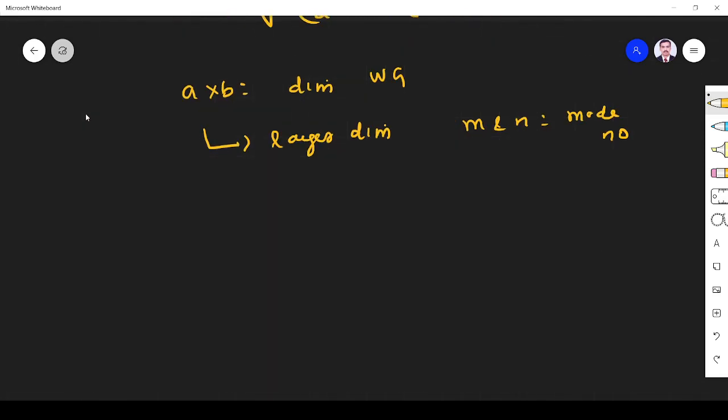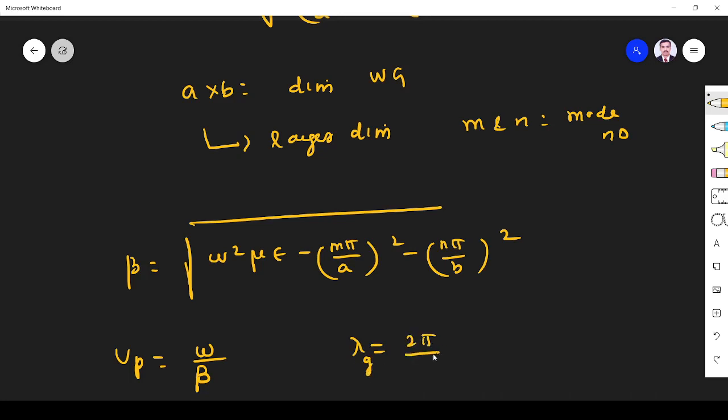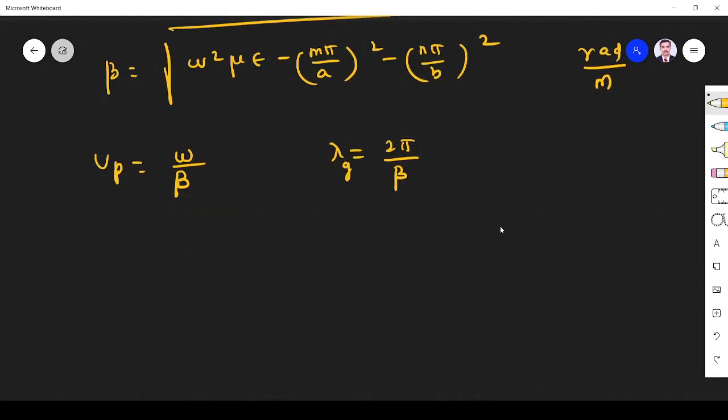Next, the phase constant beta. Beta is given by the square root of omega square mu epsilon minus (m pi by a) whole square minus (n pi by b) whole square. Next, phase velocity is given by omega by beta. Next, the guided wavelength is 2 pi by beta. Beta is given by this equation, and the unit of beta is radian per meter.